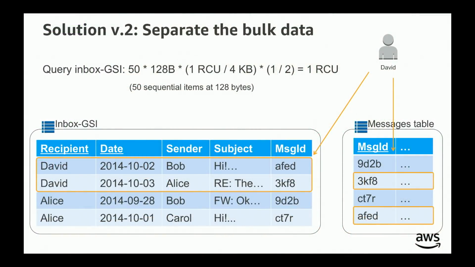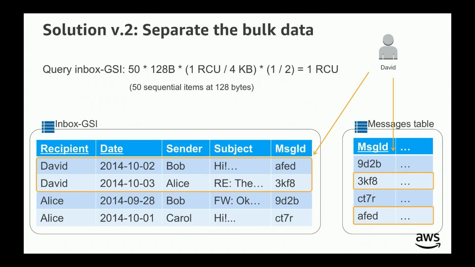Let's see if we can use a GSI. The nice thing about GSIs is that we can project exactly what we need in that view to the GSI. And on that GSI, we do want to partition on recipient and date. And what else do we need? Sender, subject. Message ID, because it's the partition key on the table, will be automatically included.